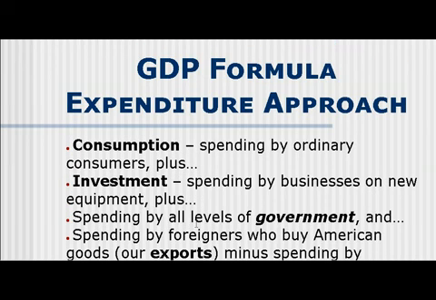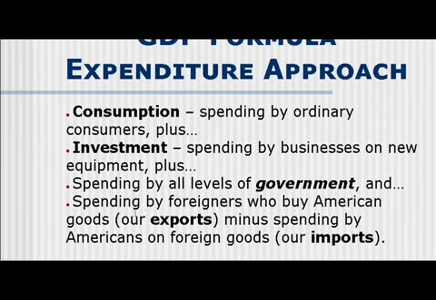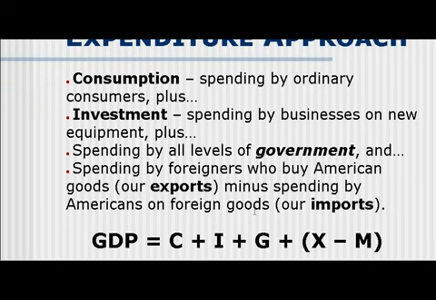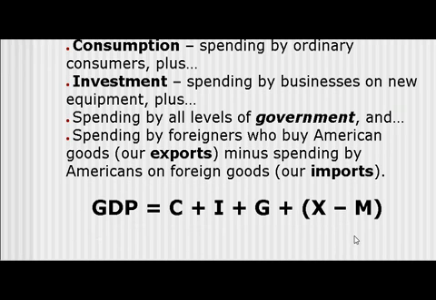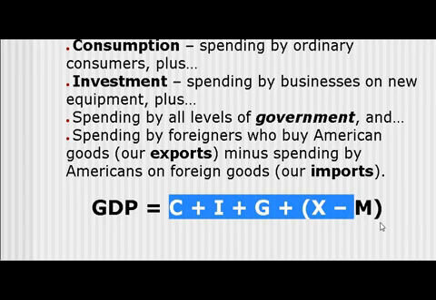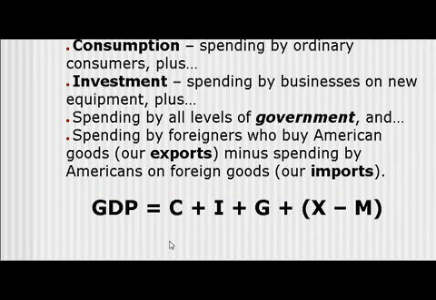So, meron tayong formula para maka-come up tayo sa GDP. Meron diyang consumption, spending by ordinary consumers, plus investment, spending by businesses on new equipment, plus spending by all levels of government, and spending by foreigners who buy American goods or exports, minus spending by Americans on foreign goods or imports. So ito yung simple calculation to measure GDP. Sa lahat ng factors na to, ibig sabihin ito yung mga factors na included sa pag-measure ng GDP.